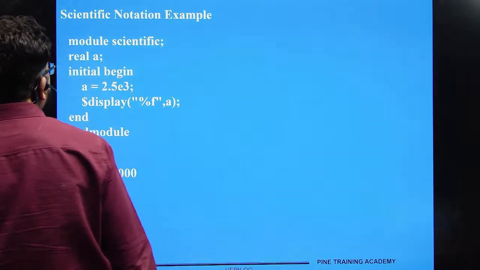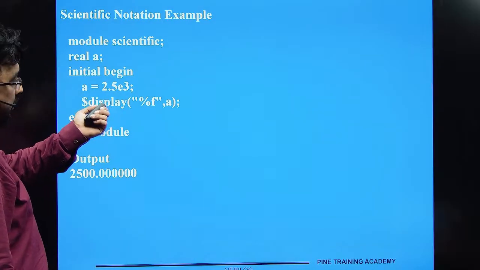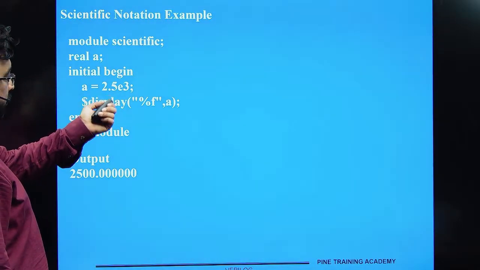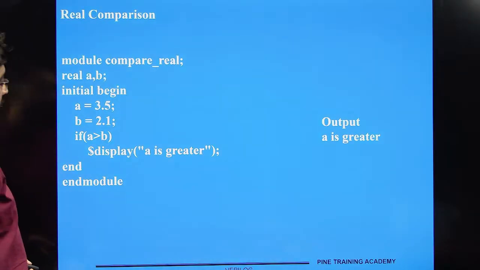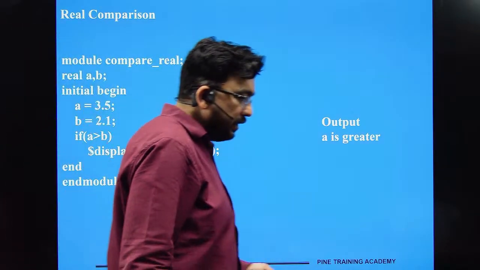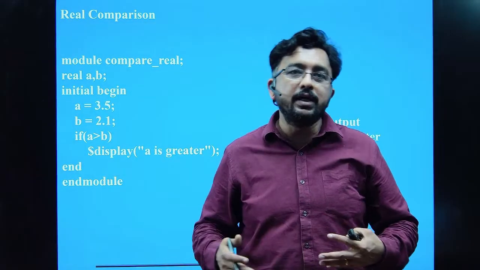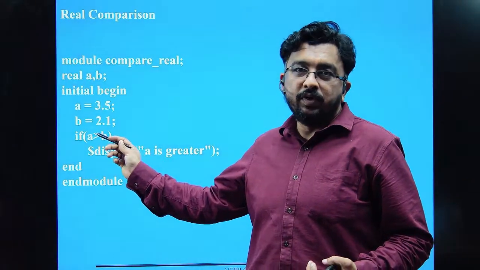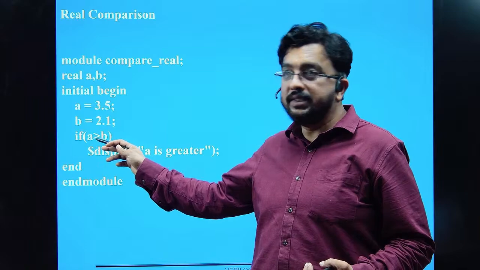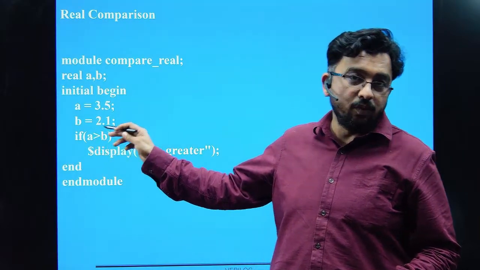Okay, this is one of the examples, with the scientific notation, 2.5e3. This is your output. Real comparison: real numbers can also be compared with the help of the relational operators. So this is one of the relational operators. You can say that this is either a comparison or relational operator.